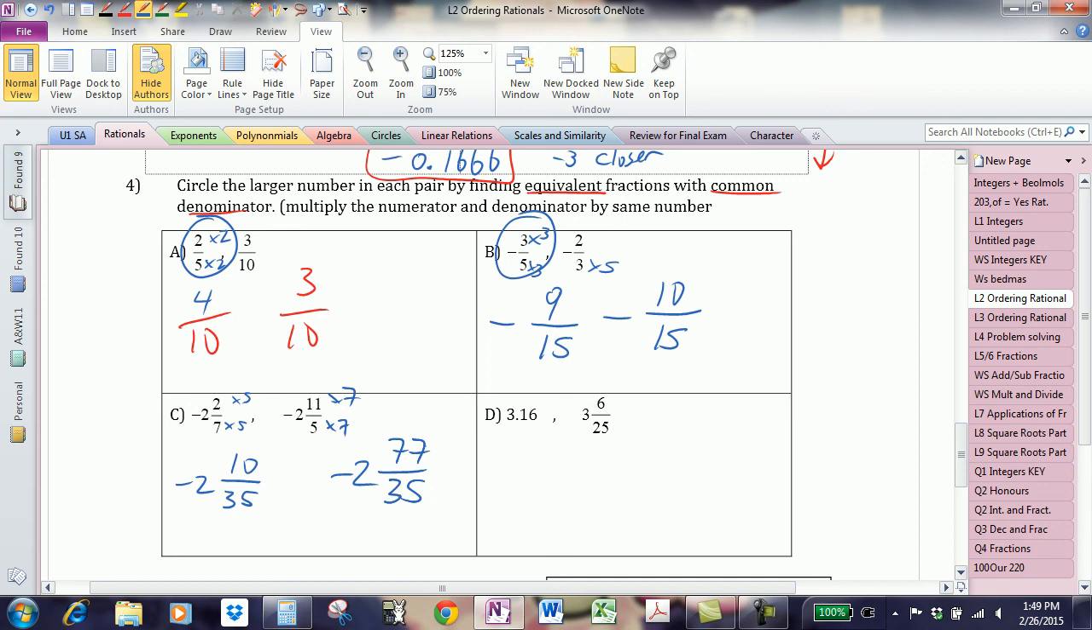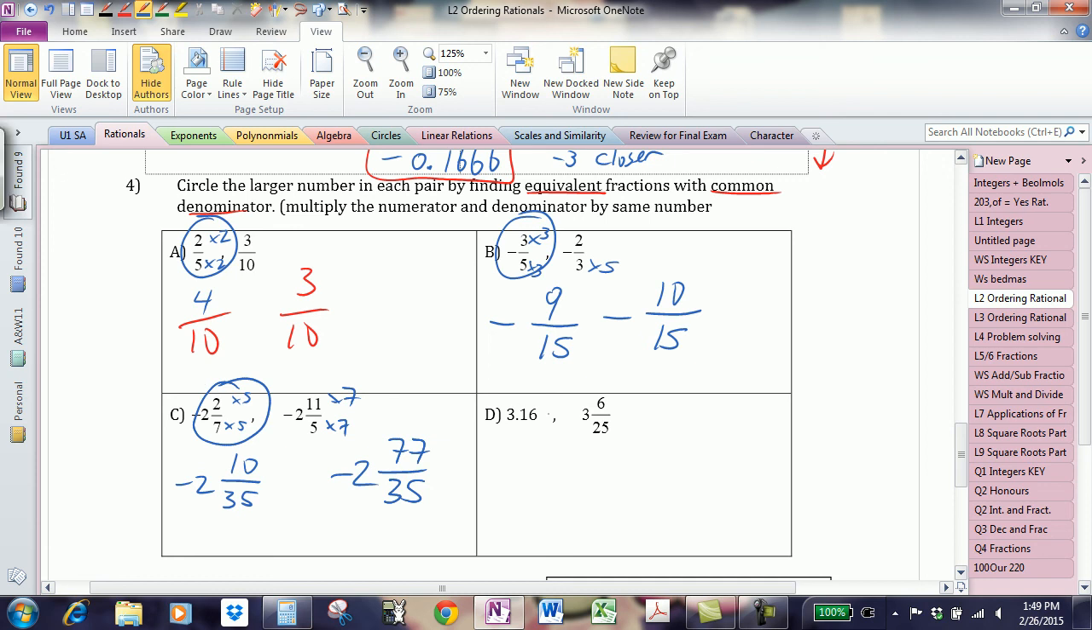Yeah. Okay, so the larger digit is 77, which means it's smaller. So this here is going to be the bigger number. Yeah, the one closest to 0. Okay, next one. Go ahead.